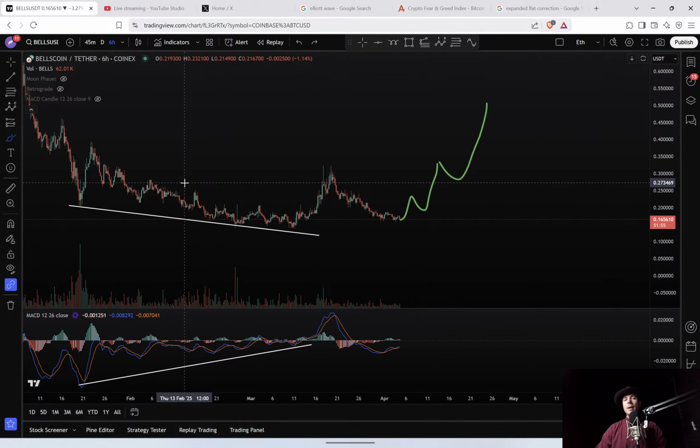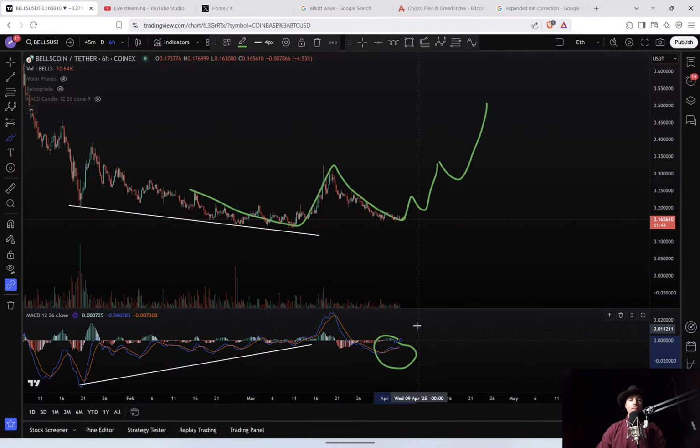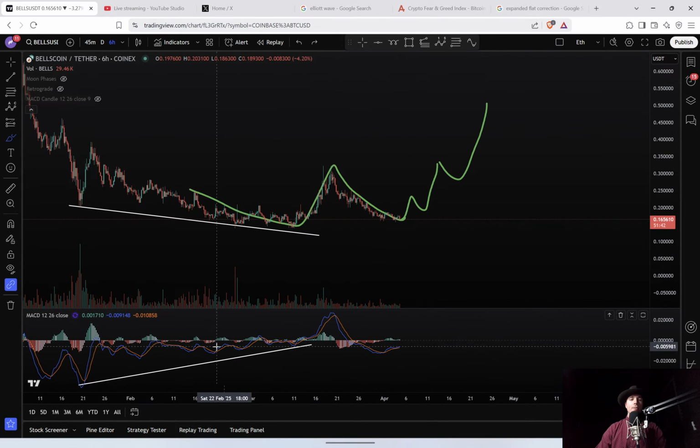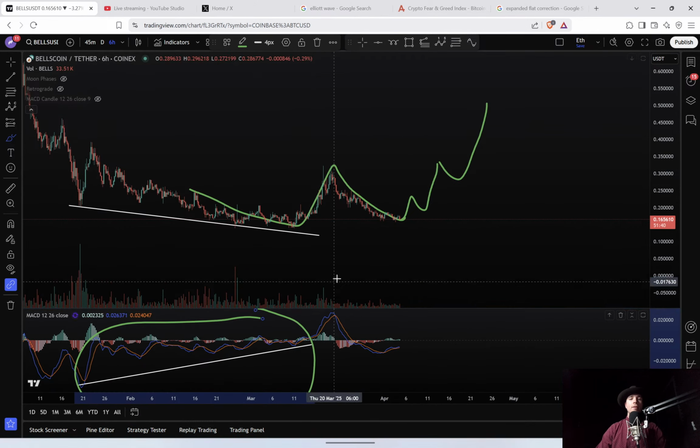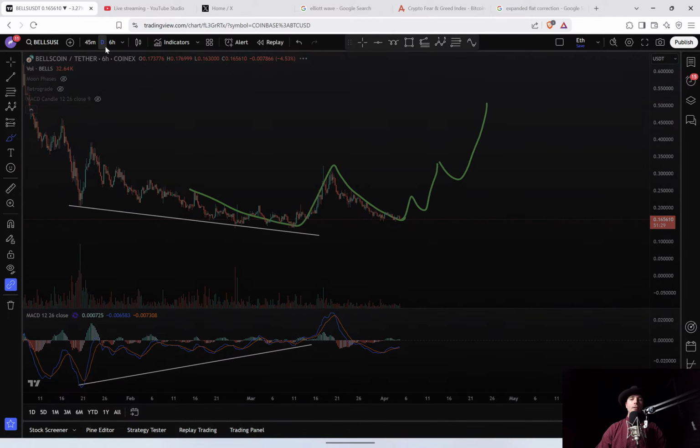And in the case of Bell's coin, we do have a setup right here that could easily turn into a double bottom off of these lows. We're oversold on the MACD currently. We had bullish divergence on the MACD over here, which probably hasn't fully played out yet. It's only started to play out. So I do think we will get a nice reversal off of these lows.